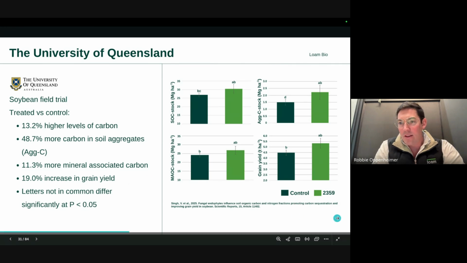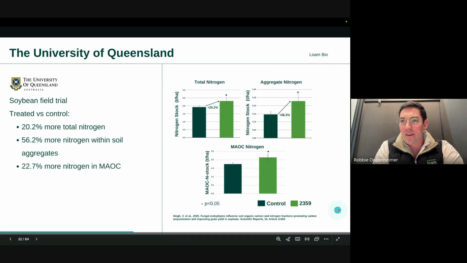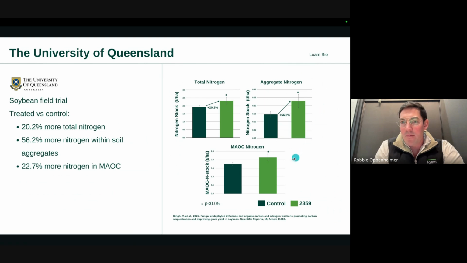At the same time from that location, and one thing that we've learned from these academic collaborators is also to focus on nitrogen, because they saw an increase in total nitrogen, increase in aggregate nitrogen, 20% increase in nitrogen in the mineral associated stocks.